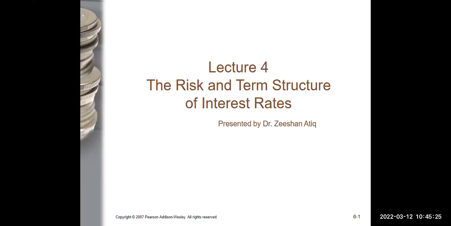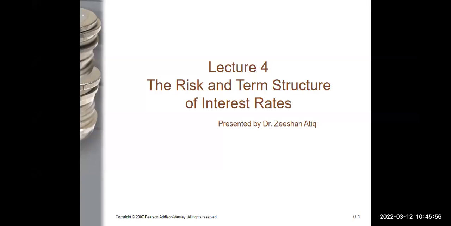So in this chapter we are going to look at the risk and term structure of interest rates. How much more bonds are demanded when the risk on the bonds changes, and how much rate you have to pay when the term structure changes. By the term structure, we mean sometimes you buy a bond whose maturity period is 1 year, and sometimes a bond whose maturity period is 2 years or 3 years or 5 years. This is a term structure.